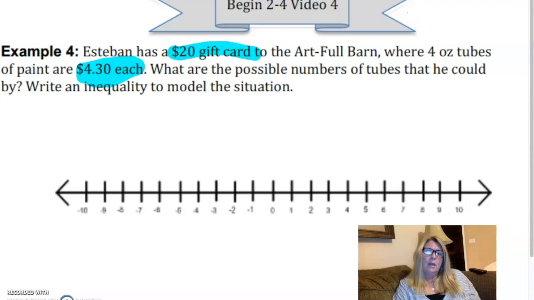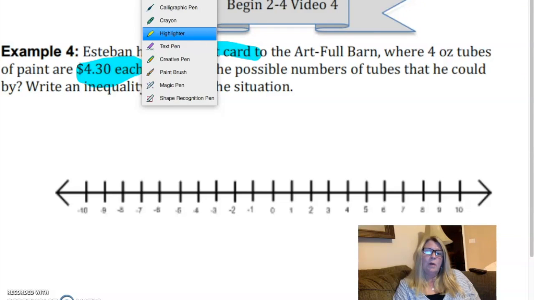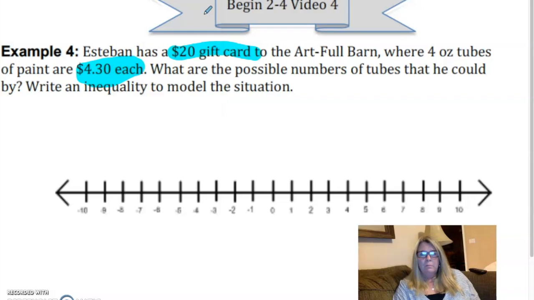So let's go here and see if we can write an inequality that would model this situation. Now, we have $20 to spend. So in a video that we've talked about earlier, word problems, a lot of times we look for totals. It works probably about 75 to 80% of the time. You're looking for a total amount. Is there a total amount he could spend? Well, yeah, the total amount he could spend is $20.